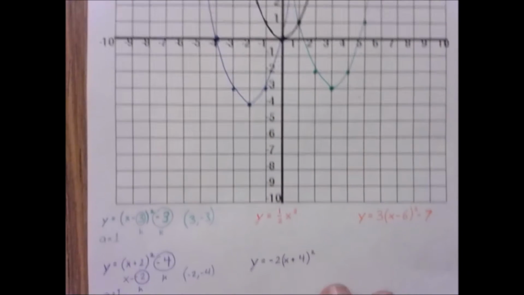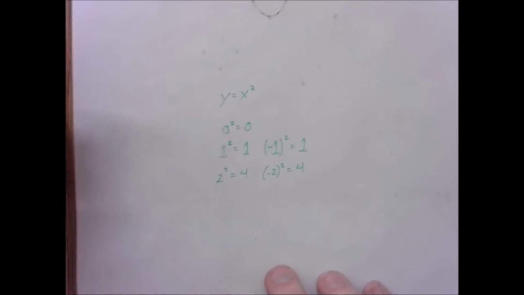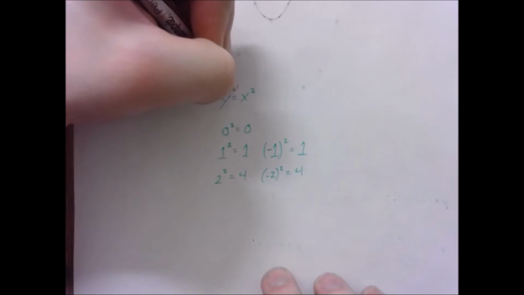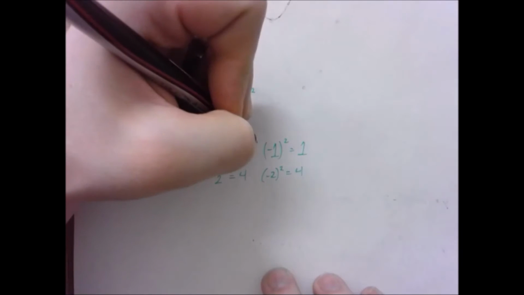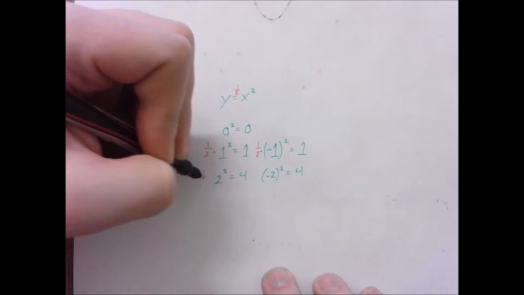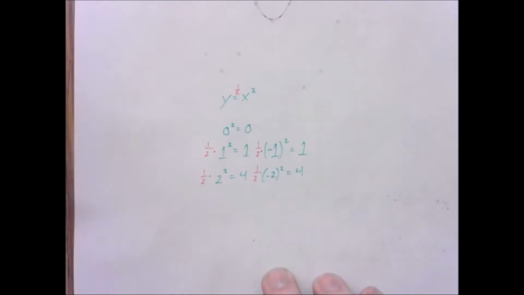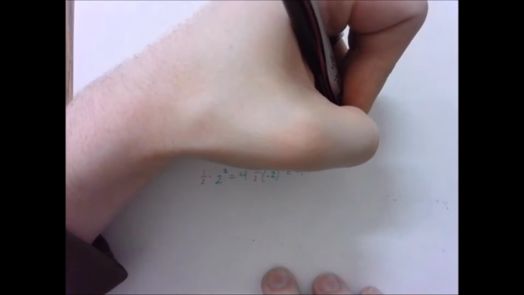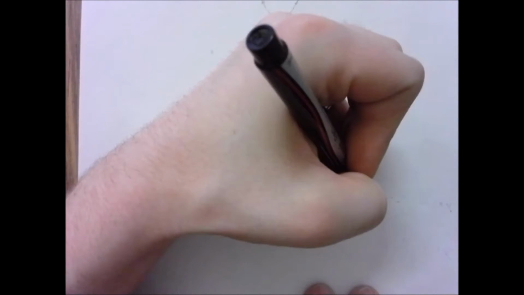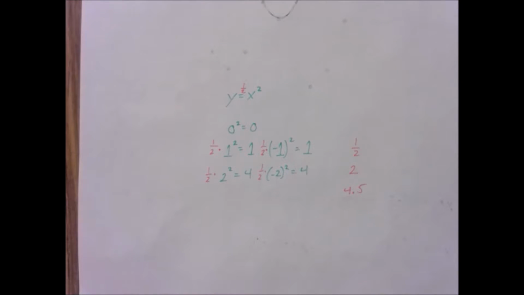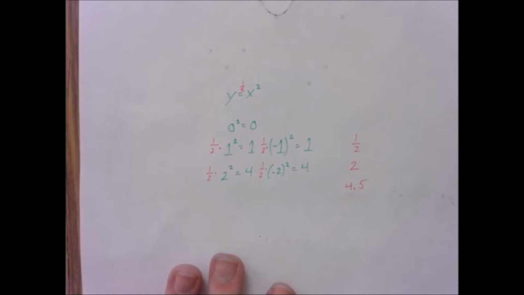So my compression, my 1/2 x squared, I'm going to flip over this page and come back here. Now I have 1/2 x squared, which means everything would get multiplied by 1/2. So instead of going over 1, up 1, I'm going over 1, up 1/2. Over 2, up 2, because 4 divided by 2 gets me 2. And then if I went 3 squared, I'd be over 3, up 4.5, because 9 from 3 squared divided by 2 gets me 4.5.